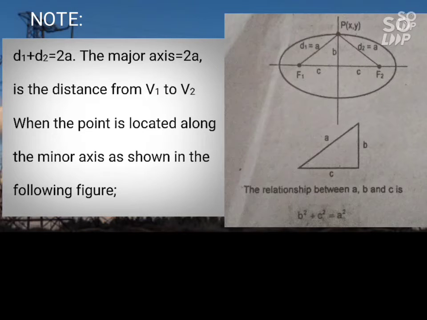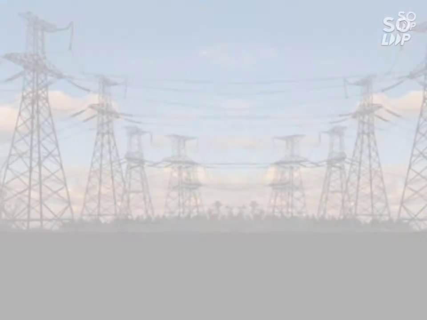The major axis equals 2a, the distance from b1 to b2 when the point is located along the minor axis as shown in the following figure. The relationship between a, b, and c is simply the Pythagorean theorem: b squared plus c squared equals a squared.